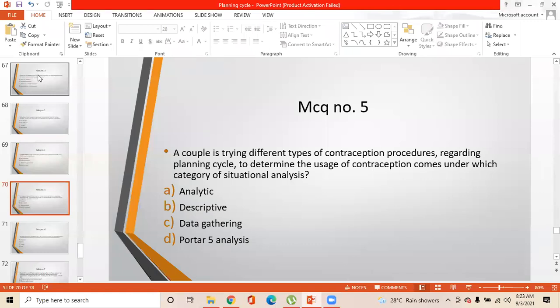MCQ 5: a couple is trying different types of contraception procedures. Regarding the planning cycle, to determine the usage of contraception comes under which category of situational analysis? A analytic, B descriptive, C data gathering, or D Porter 5 analysis? Option B is the right answer. Descriptive type.